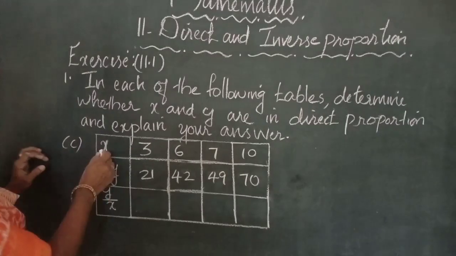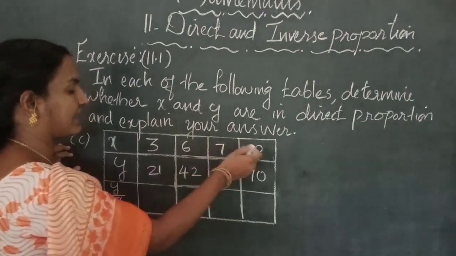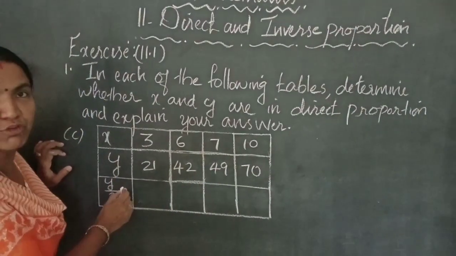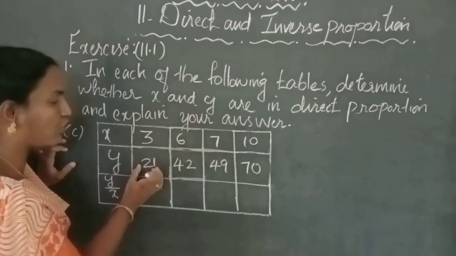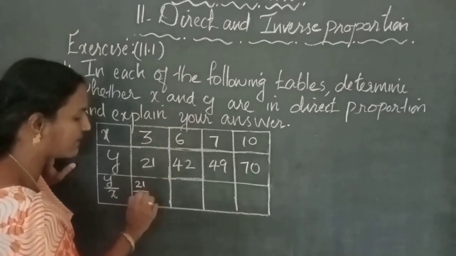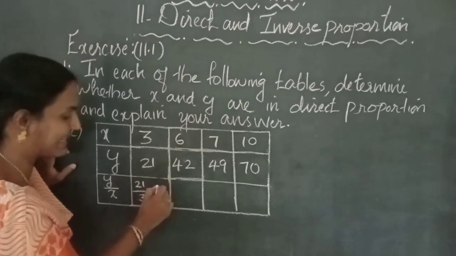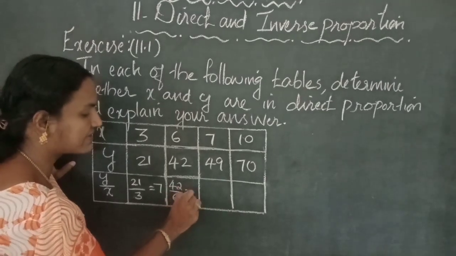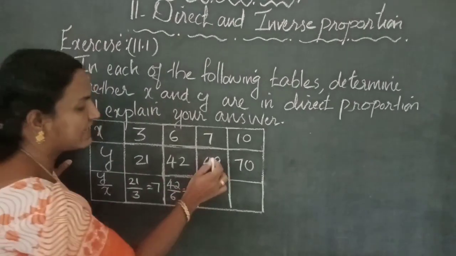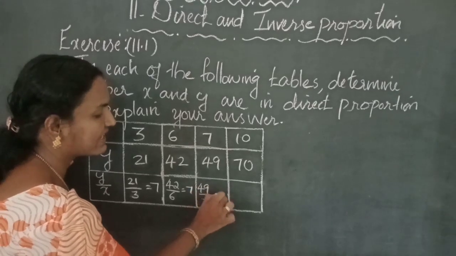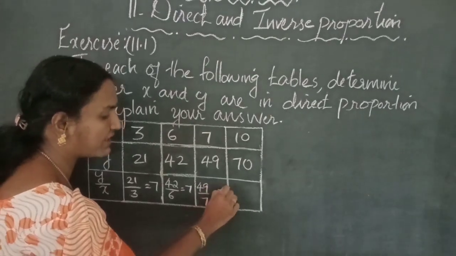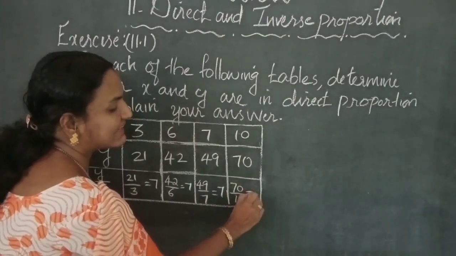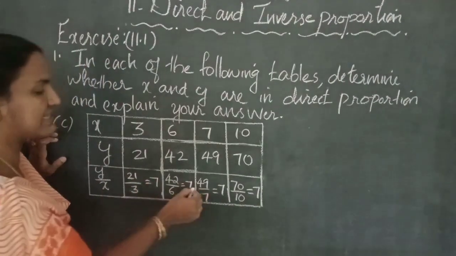Option C, the value of x is 3, 6, 7, 10 and the value of y is 21, 42, 49 and 70. As we have to find y by x, here the value of y is 21, here 3, so 21 divided by 3. 21 divided by 3 is 7. Then next one 42 divided by 6. 6 7s are 42. The answer is 7. Then 49 divided by 7. 7 7s are 49. The answer is 7. Then 70 divided by 10. 7 10s are 70. So 7, 7, 7, 7.